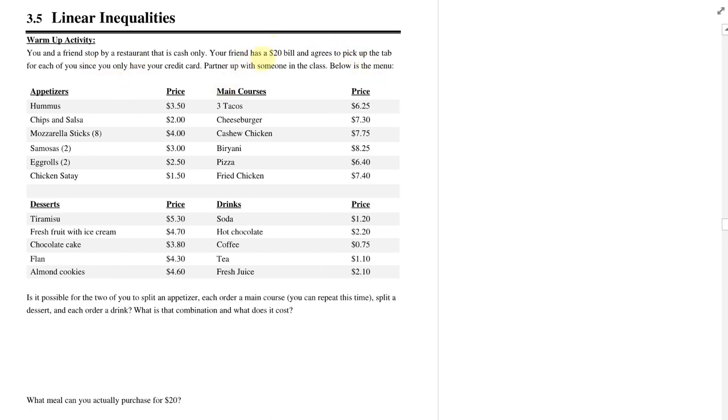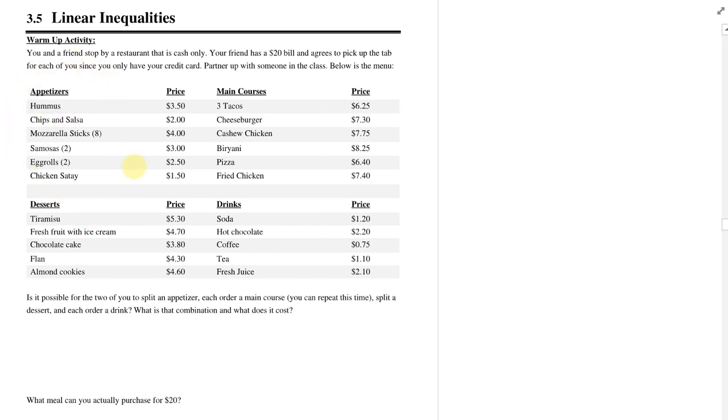So the idea here is you have a $20 bill and you're feeling very generous, or your friend has a $20 bill and is feeling generous and agrees to pick up the tab for you and your friend. In class, you would be asked to come up with a couple different meals that you and your friend could have. If I asked a classroom full of students to do this, everybody would gravitate towards their favorite foods, and they'd all have a different strategy. Some people would say, oh, I want to spend as little as possible. Some people would say, oh, if you're buying, then I want to spend as much as possible. So everybody has their own approach to this.